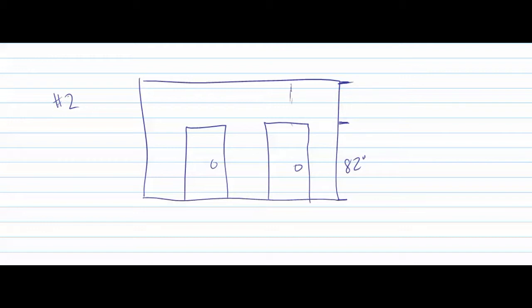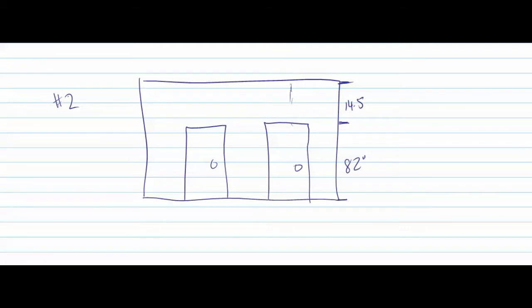Let's try it again, drawing another wall. This time we've got 2 doors. So again, same thing. We're going to measure from the bottom of the wall here to the top of the door and the space above the door. So the door itself is 82 inches high, and above the door here, we have about 14.5 inches. And we're going to pretend these doors are the same height.